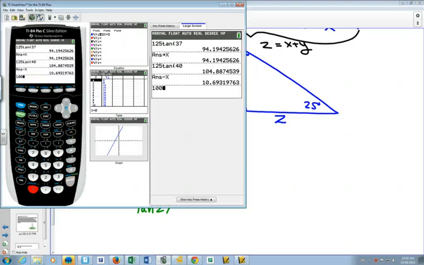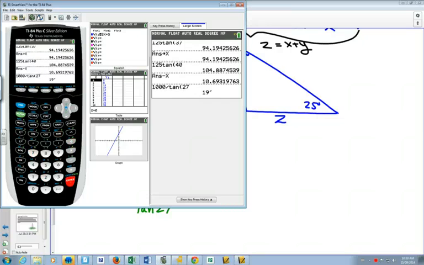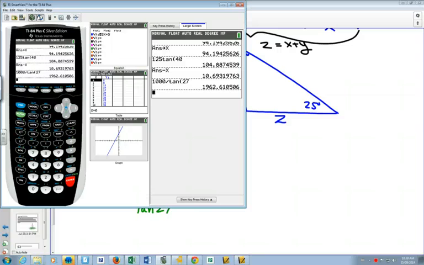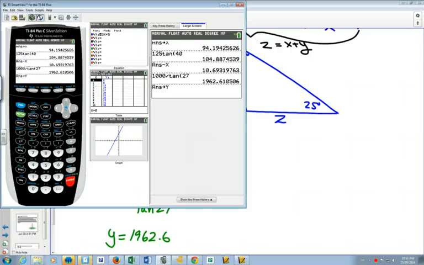1,000 divided by tan of 27, 1962.6. And I'm going to store that value, alpha y, so I have it for later.